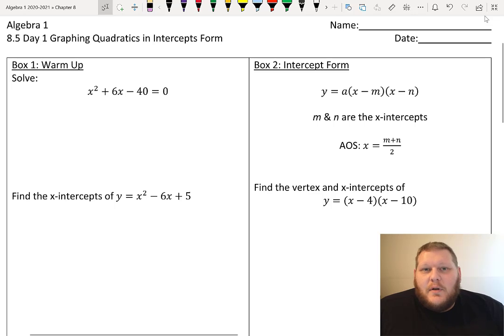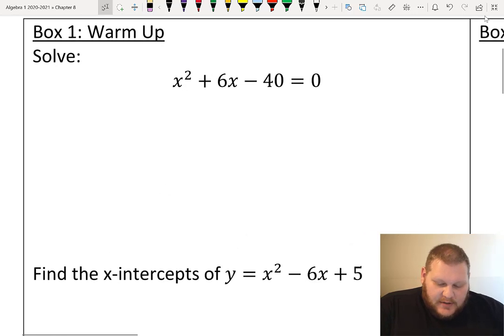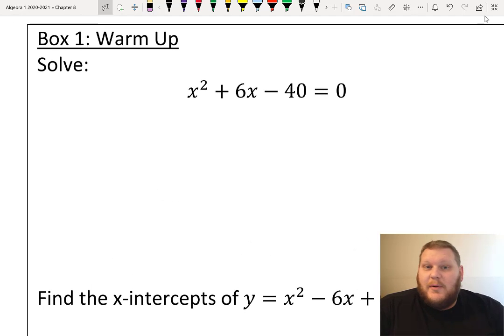Hey guys, today we're looking at 8.5 Day 1's notes, which is all about graphing quadratic equations in intercepts form. Before we hop into what intercept form looks like, we're just going to do a little warm-up review of factoring and solving that we did back in Chapter 7, because that's going to be important for us moving forward. So in box 1 here, we're asked first to solve this equation.